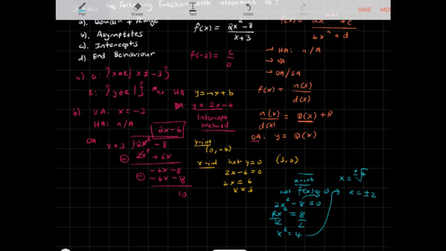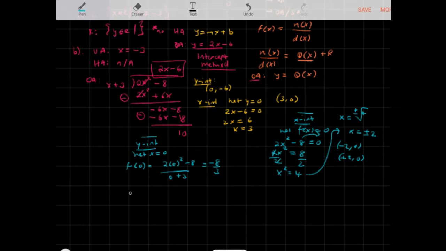Okay, so one of the x-intercepts is negative 2 and 0, the other x-intercept is positive 2 and 0. Now we also need to find the y-intercept, and let x equal 0. If we do that, we get f of 0 is 2 times 0 squared minus 8 over 0 plus 3, so you get negative 8 over 3. Okay, so the y-intercept here is 0 and negative 8 over 3. Now we have our y-intercept, we have our two x-intercepts, and we have the oblique asymptote.